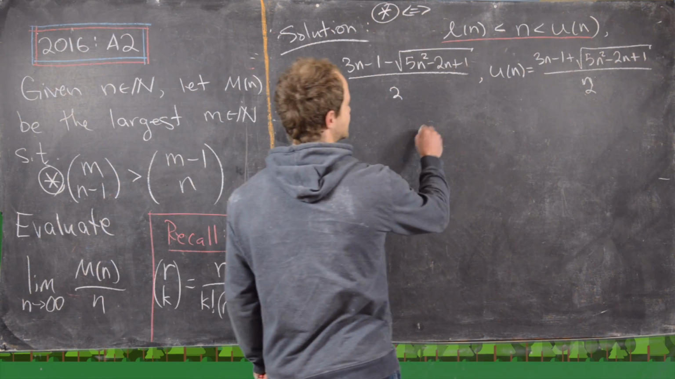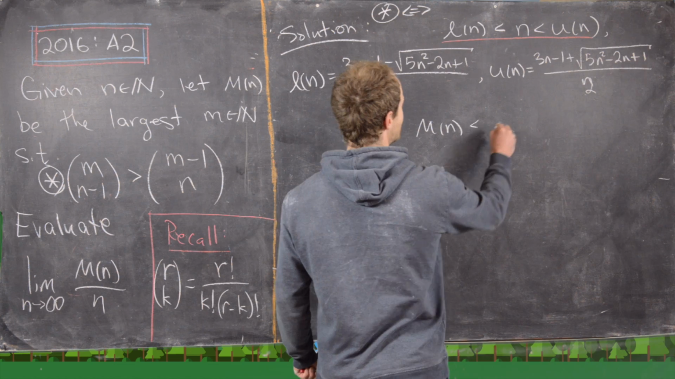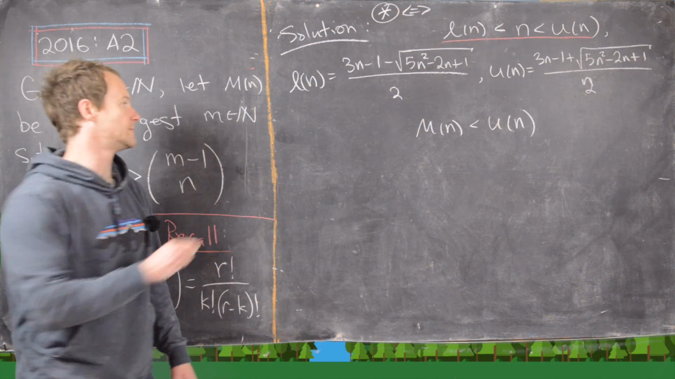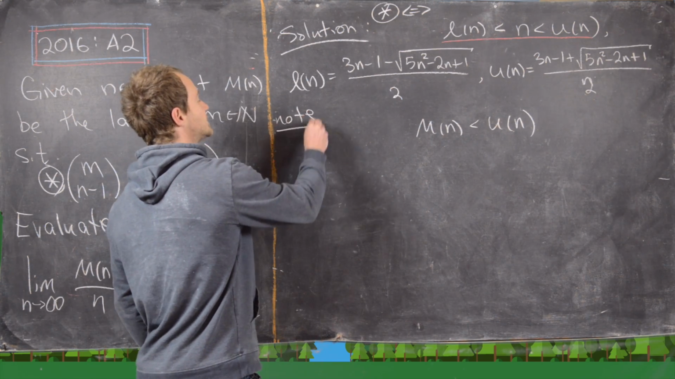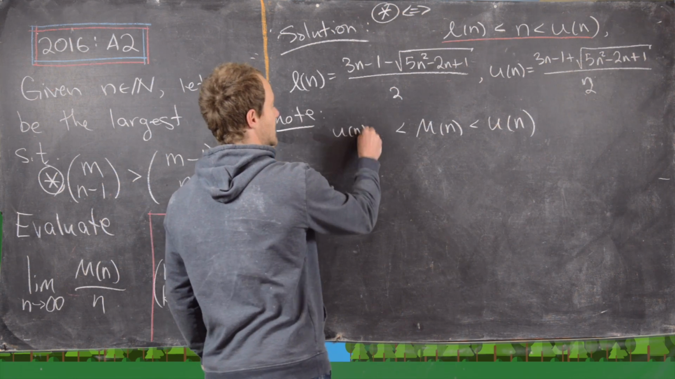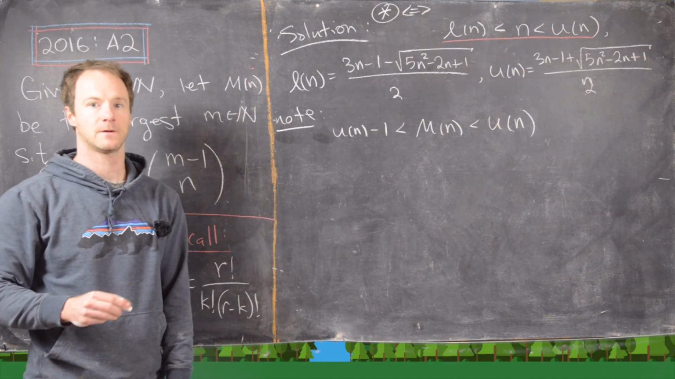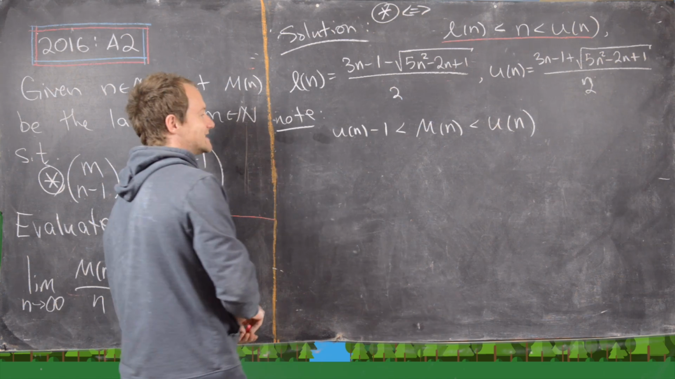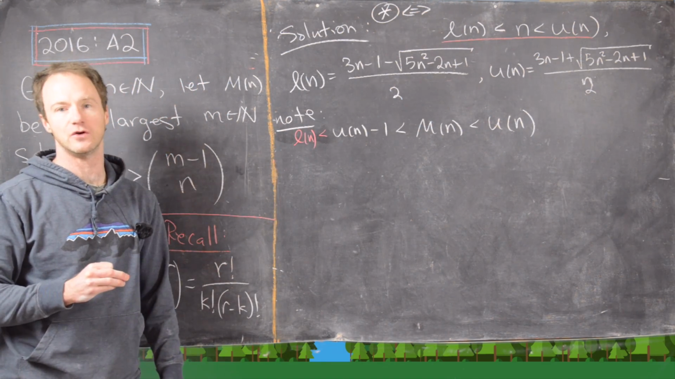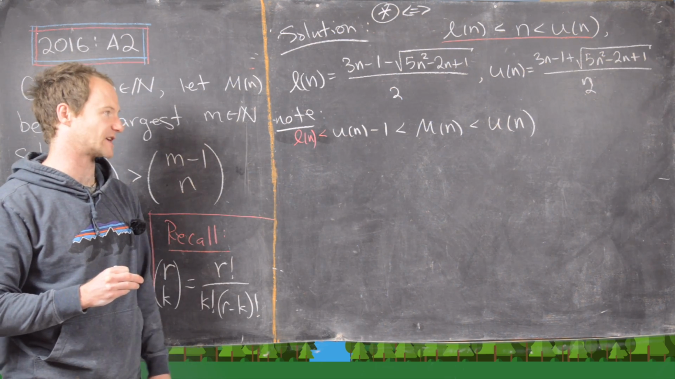So we need to notice that m of n will definitely be bigger than u of n minus 1, and smaller than u of n. Great. And just as a heads up, we know for a fact that L of n is to the left of u of n minus 1, by something we showed on the last board.